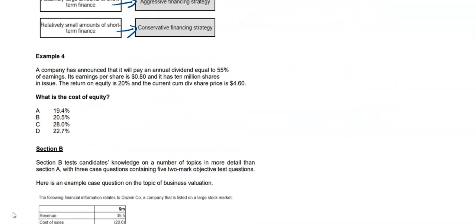A company has announced that it will pay an annual dividend equal to 55% of earnings. Its earnings per share is 0.8, with 10 billion shares. Return on equity is 20%. The current ex-dividend share price is 4.6. So first of all, calculate the dividend. That is 0.8 into 55%, which is equal to 0.44.